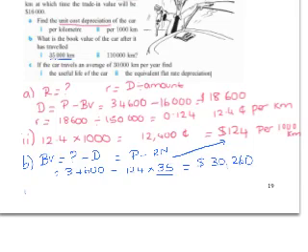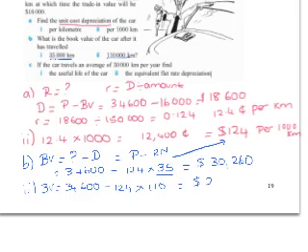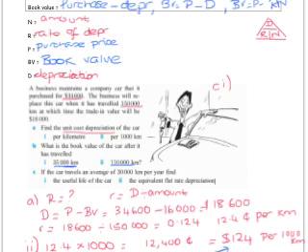In part 2 we do a similar thing. The book value is the purchase price, 34,600, minus the depreciation per 1,000 kilometres, which is 124, and we're going for 110,000 kilometres, so times that by 110, and that gives us $20,960. That's its book value after it's travelled 110,000. I'm just going to do part C up here because I've run out of space.